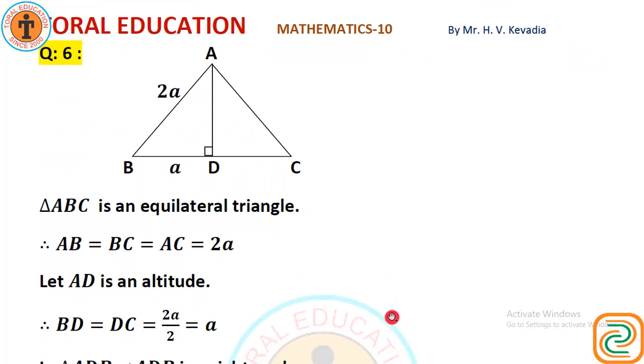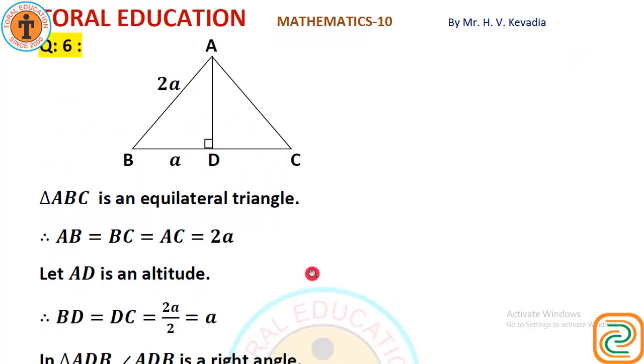Question number 6. ABC is an equilateral triangle of side 2A. Find each of its altitudes. Altitude means this one, AD. Each altitude, all the altitudes in an equilateral triangle are equal.